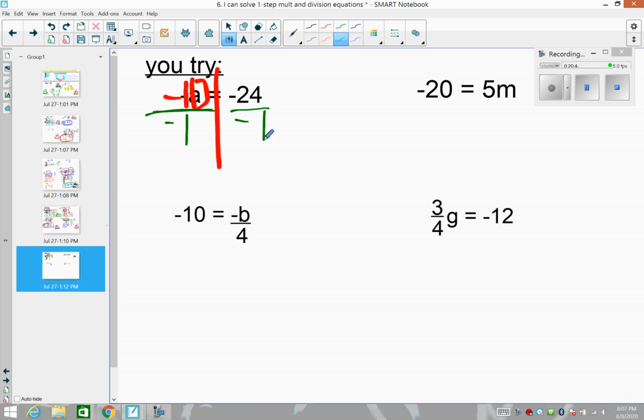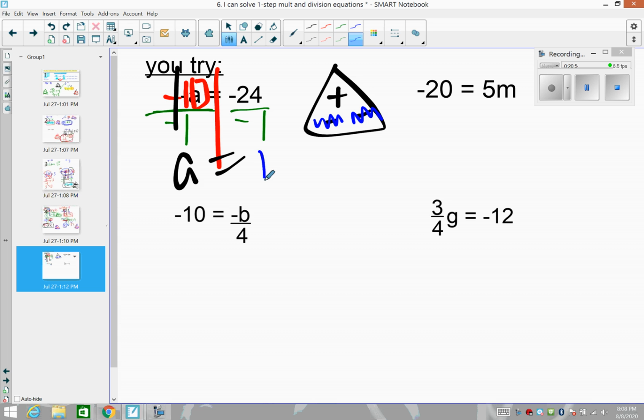Copy, paste, copy, paste. Negative 1 divided by negative 1 is 1. And we end up with a is equal to negative 24 divided by negative 1, which is positive 24. So the a value is equal to positive 24. You should be plugging back in to check.